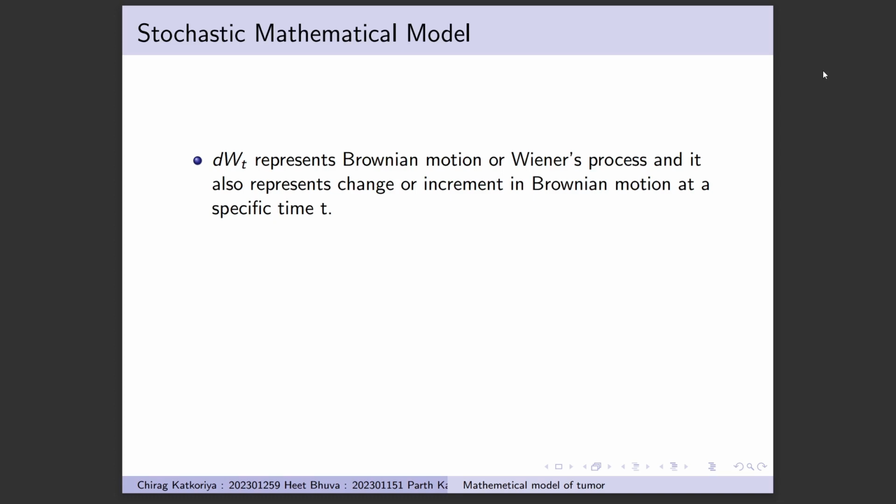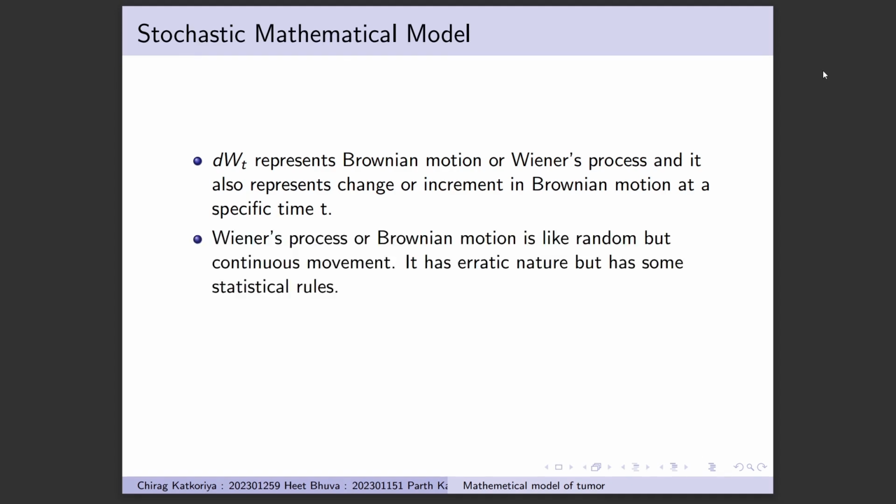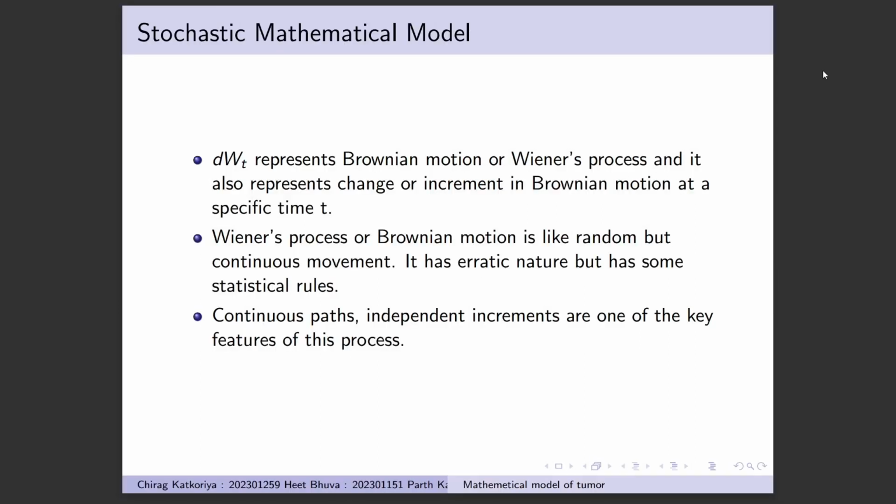So let's try to understand this complex process by a simple example of walking. While walking, we start in any random direction. There is no predictable pattern to our walking. By taking these random steps, our path becomes continuous. Though it is jagged, it is continuous because there is no break or jump. We cannot predict our steps, and each step is independent of our previous step. So the Wiener process is just like that. It is a random but continuous movement, and independent increments as well as erratic nature are also key features of this process.